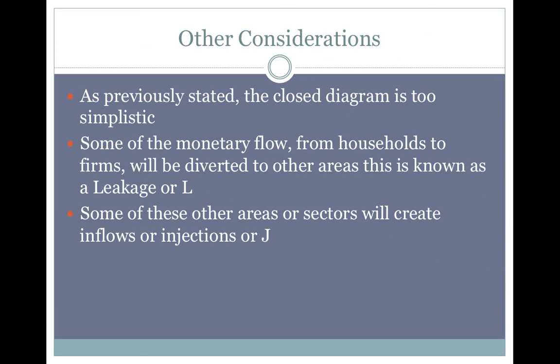Okay. One thing to remember is that this diagram, the circular flow that I've just shown you, is very simplistic. It doesn't show enough of what's happening in an economy to really understand other external factors. There are some other flows from households to firms that will be diverted. These are called leakages. Money is leaked out of the economy. Also, there are some things where money is injected into the economy.